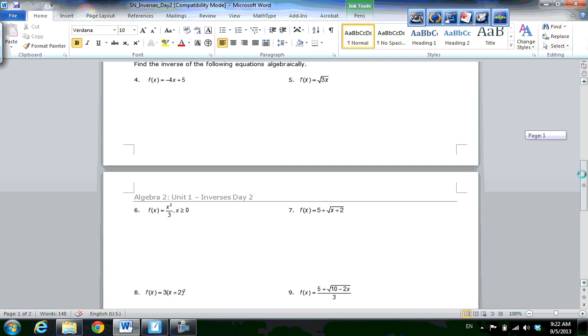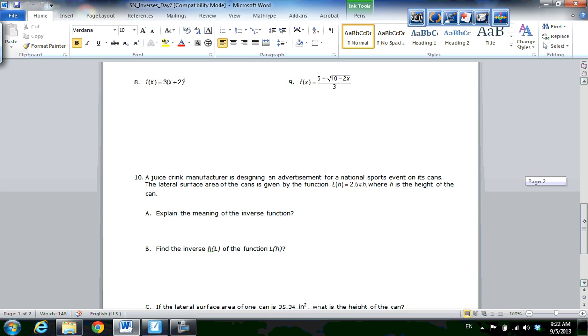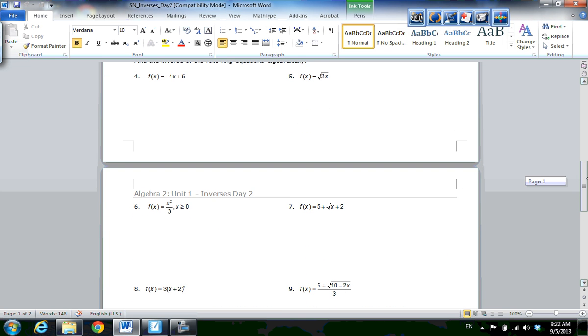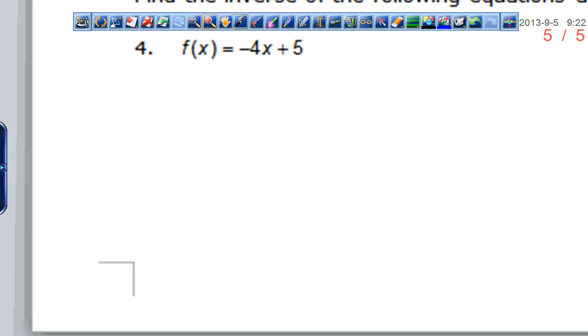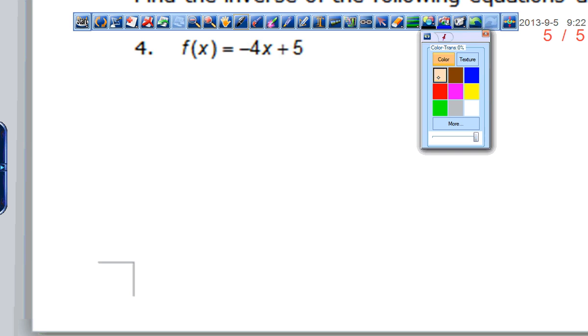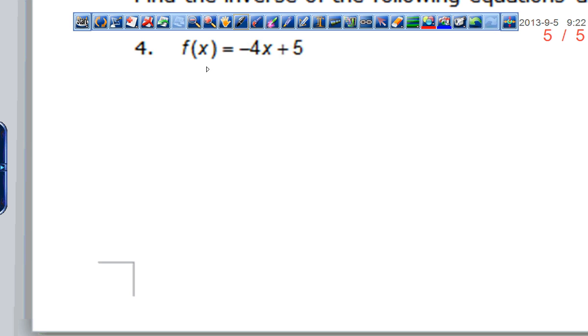All right. 4 through the back, we're just solving for the inverse. So number 4 is kind of like a softball. Starting kind of easy. What's the first step? Yeah, switch x and y. If you want to go ahead and write y equals first, negative 4x plus 5. My next step then would be to switch x and y.